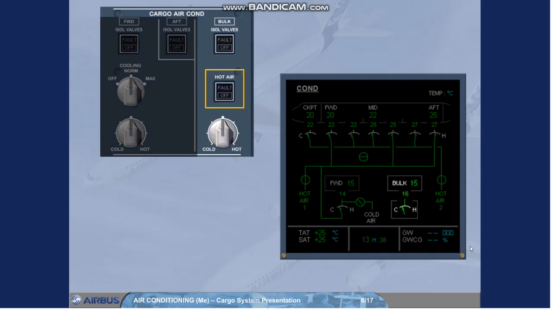The hot air push-button switch, which is normally in the lights-out position, allows the ventilation controller to operate the fan heater when the ambient temperature is below the selected one, or to manually stop it. The fan heater output temperature is adjusted by the temperature selector and the corresponding indication is displayed on ECAM.